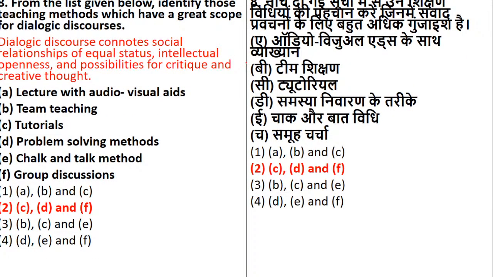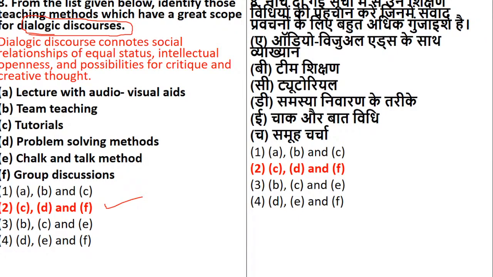For question number 8, let's see how many of you have answered rightly. The option is option number 2. Now why and how, we will understand. I think many of you did not understand the meaning of the word dialogic discourses. I'll first explain the term, then the answer. Dialogic discourses indicate social relationship of equal status, intellectual openness and possibilities for critical and creative thought.